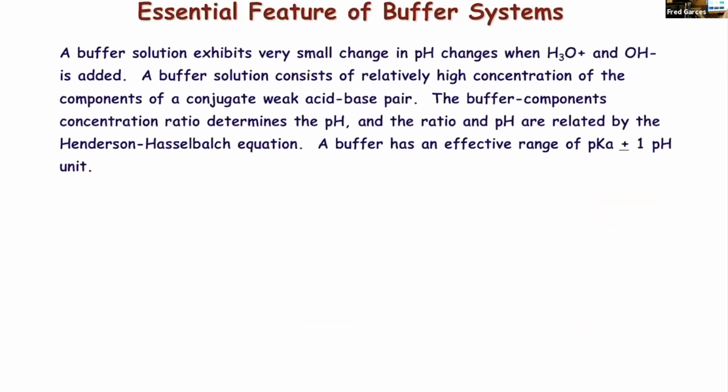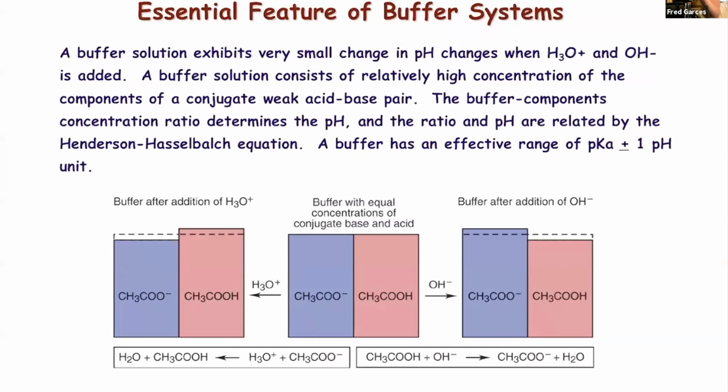So the essential feature of buffers is that they remove the hydronium or the hydroxide from solution, because what is pH? pH measures hydronium or hydroxide. If you increase the hydronium or the hydroxide, you change the pH. Buffers will convert that hydronium to something else, removing the hydronium so that the pH doesn't change drastically. So here's a cartoon of what happens. We have a buffer system right here. They don't have to be an equal amount. They could be slightly different amounts.